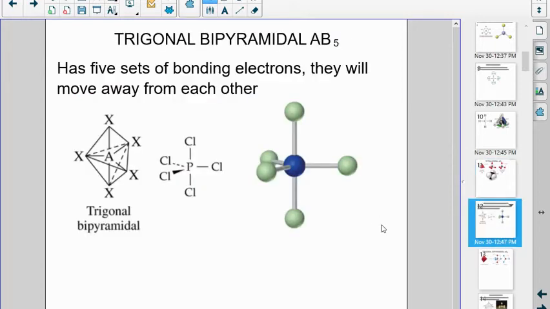So next up, AB5. Now we're into our expanded octet, right? Anything from phosphorus and bigger can have this expanded octet. For phosphorus, if 5 things are bonded to it, that's 10 electrons around it. This one is called trigonal bipyramidal. If I cut this right across the middle, it looks like there's a triangle or a pyramid on the top and a pyramid on the bottom. And that's where we get this. It's a trigonal pyramid because it has 3 sides, 3 points to the base.